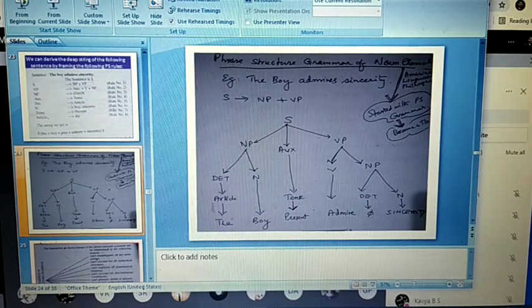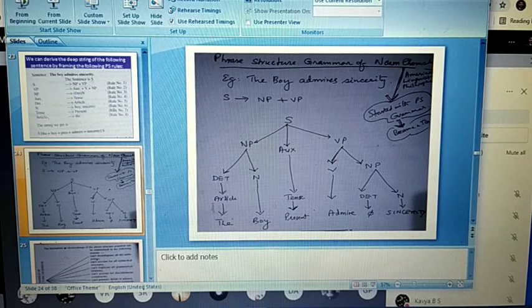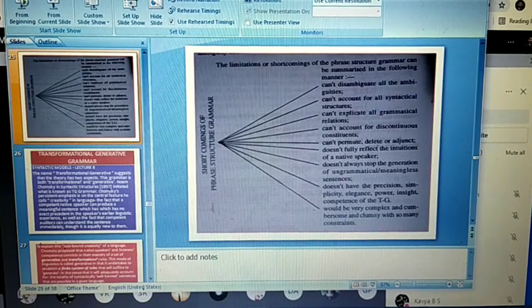Okay, now just like immediate constituent analysis, phrase structure grammar has also some limitations or shortcomings. Okay, and we are explaining the limitations of phrase structure grammar here. There are so many limitations. I'll read out one by one. Number 1, phrase structure grammar cannot disambiguate all the ambiguities. Say there are different kinds of ambiguities: lexical, constructional, derivational. So all these ambiguities cannot be explained by phrase structure grammar.